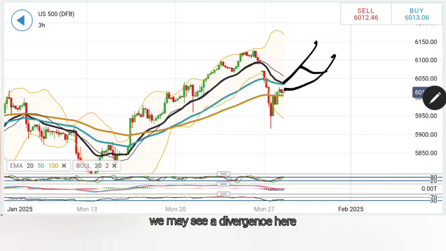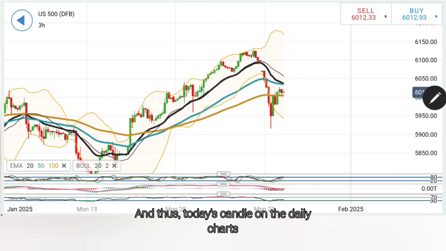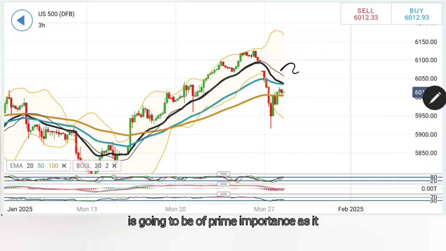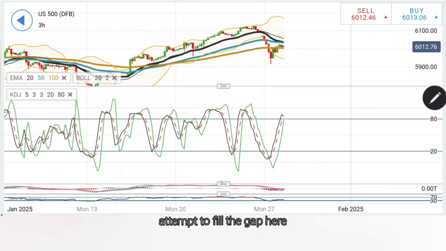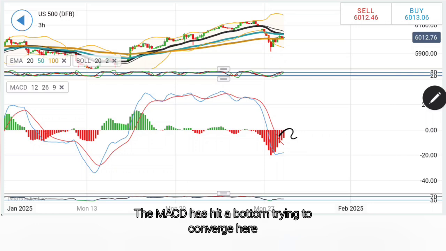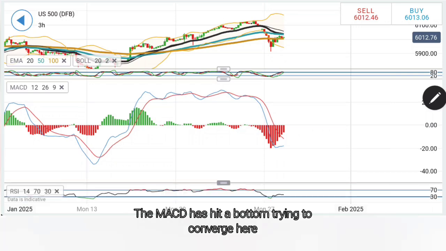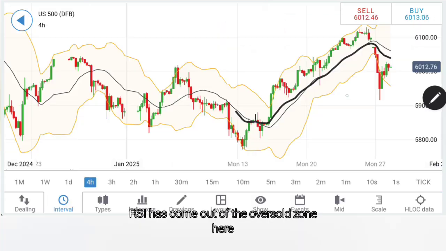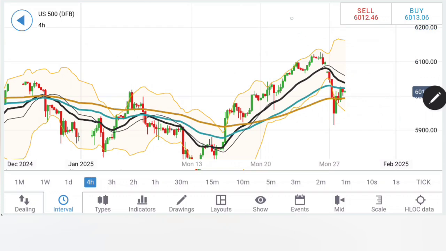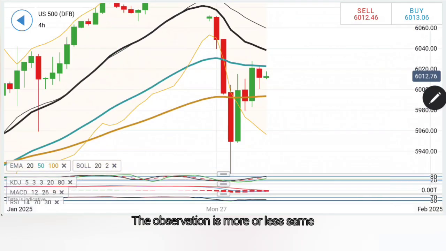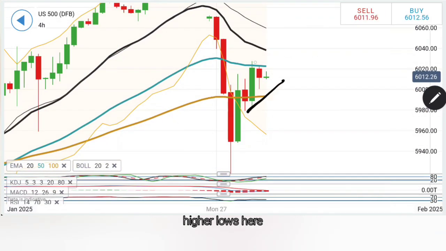Yes, we may see a divergence here, and thus today's candle on the daily charts is going to be of prime importance, as it may in fact attempt to fill the gap here. The stochastic is back in the overbought zone. The MACD has hit a bottom, trying to converge here, not yet crossed over. RSI has come out of the oversold zone here. On the 4-hour charts, the observation is more or less the same. See, notice what has happened. Higher lows here, lower highs here. This is a zone of consolidation.